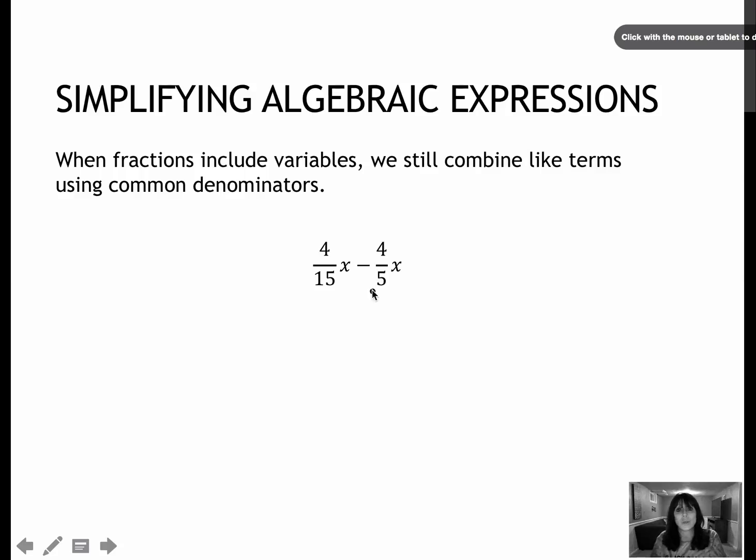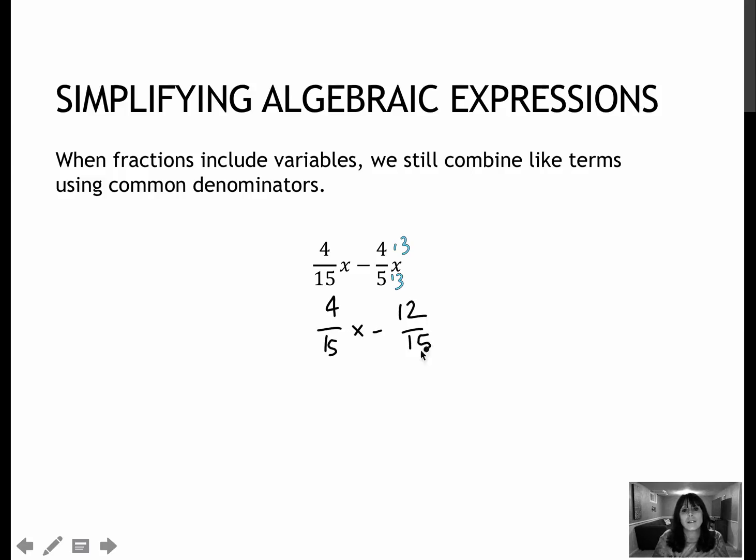This is a subtraction question. To subtract fractions, I still need a common denominator. So for this one, I would multiply by 3 on top and on bottom. That would give me 4/15 x minus 12/15 x.